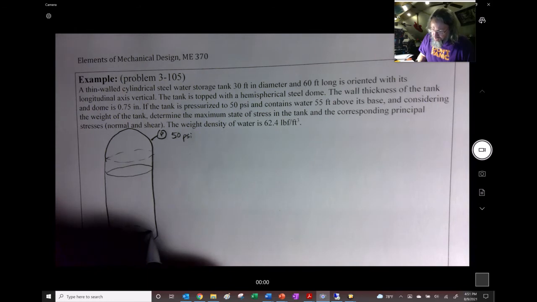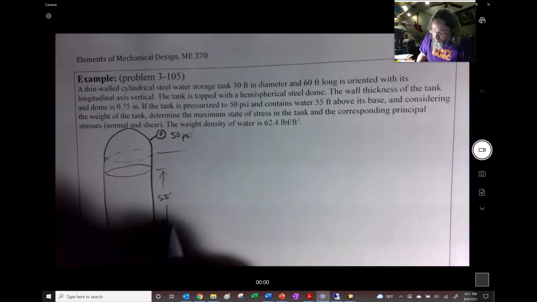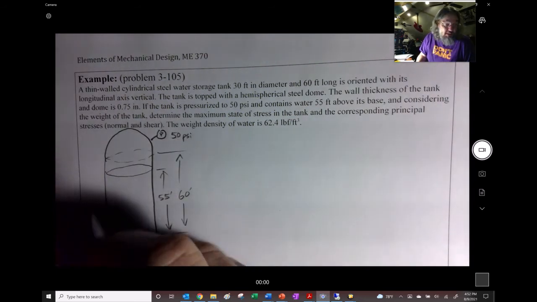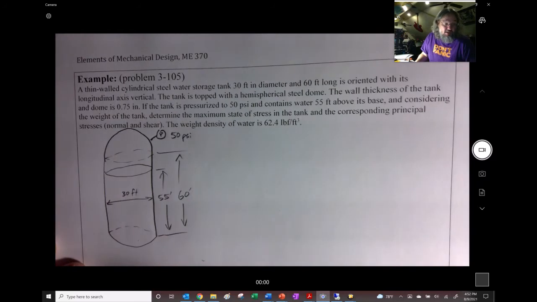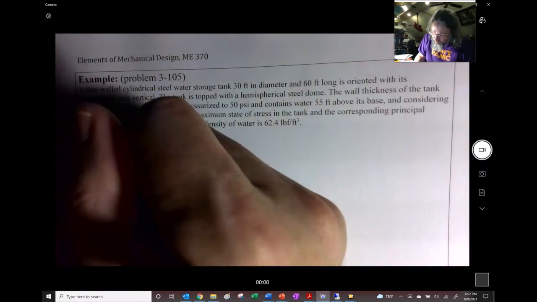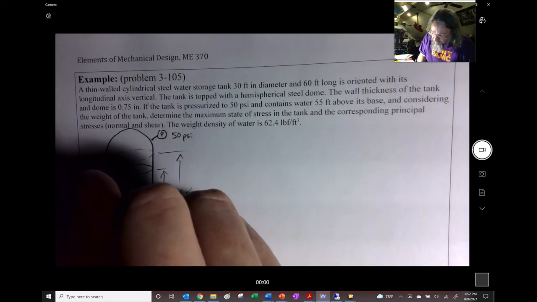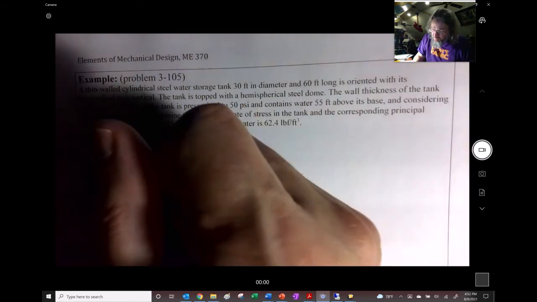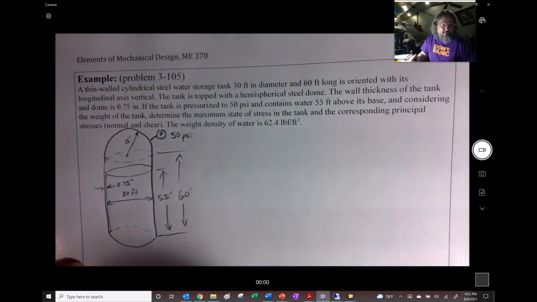And there's a line right there. Here's our 55 feet of water. Here's our 60 feet of height. Diameter of the thing, assume it's the outside diameter. Why not 30 feet? And if we were going to try to draw this really thought out, we would say that this is 0.75 inches thick right there. Something we might already know is that we have a 15 feet radius hemispherical tank.